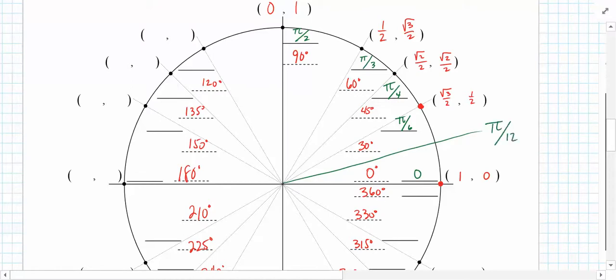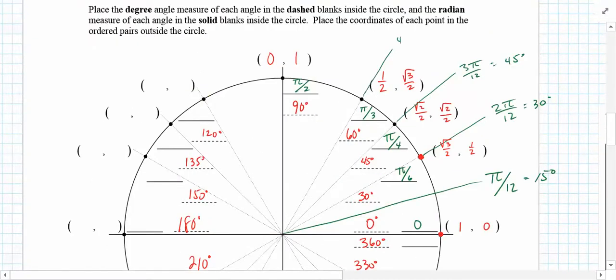This is pi divided by 12 radians. Every 15 degrees, we have 1 pi divided by 12. And so if pi divided by 12 is 15 degrees, then it should make sense that 2 pi divided by 12 is 30 degrees, and 3 pi divided by 12 is 45 degrees. 4 pi divided by 12 is equal to 60 degrees, and so on.